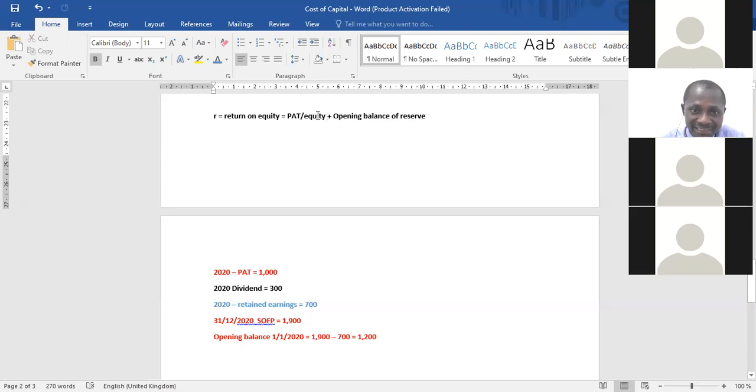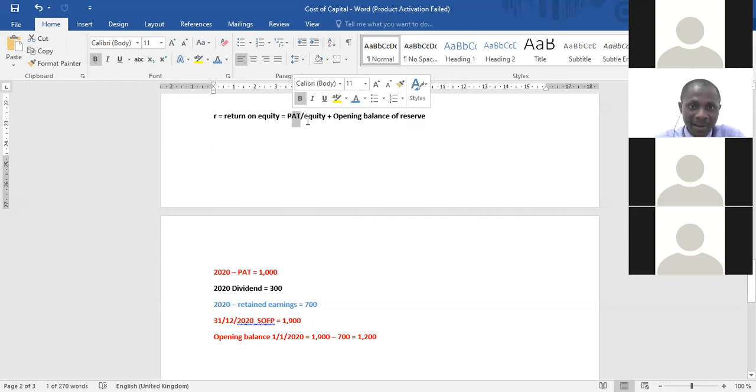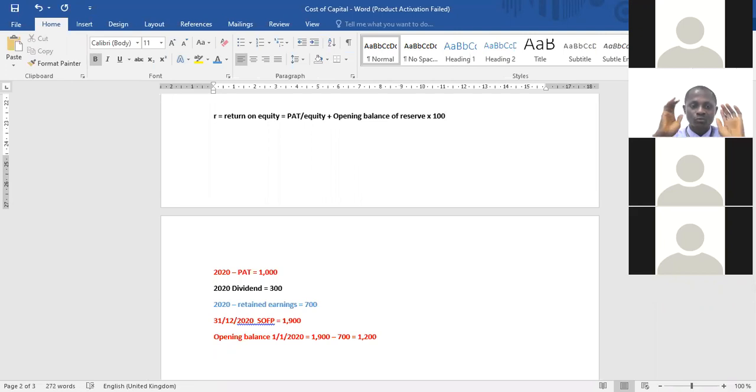Now, our equity is the normal equity in ordinary shares, the way you have it in your statement of financial position. Ordinary shares do not change, except if there is a new issue. So for ordinary shares, you pick it the way it is given in the statement of financial position. The only thing you need to adjust is the reserve. So divide the profit after tax by the equity and the reserve, and multiply your result by 100. That is what we call return on equity.